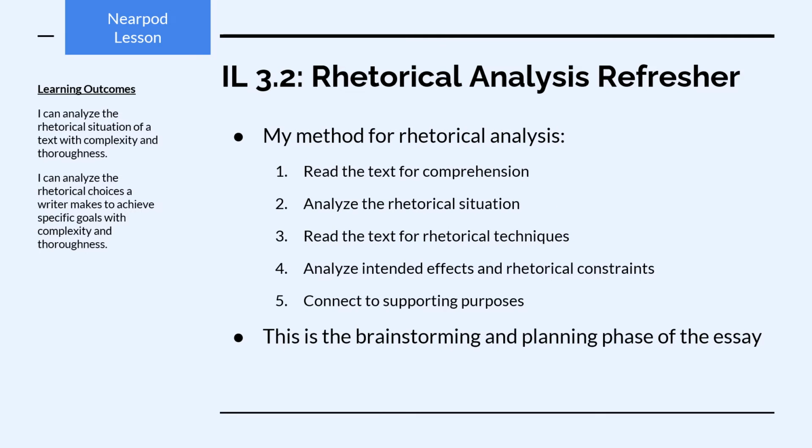We covered my method for rhetorical analysis in a previous lesson. Step 1, read the text for comprehension. Step 2, analyze the rhetorical situation. Step 3, read the text for rhetorical techniques. Step 4, analyze intended effects and rhetorical constraints. And Step 5, connect to supporting purposes. These 5 steps comprise the brainstorming and planning phases of the essay.